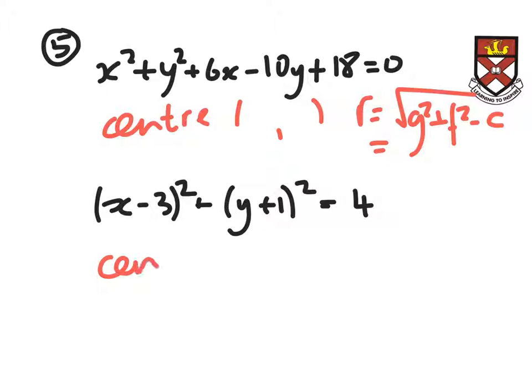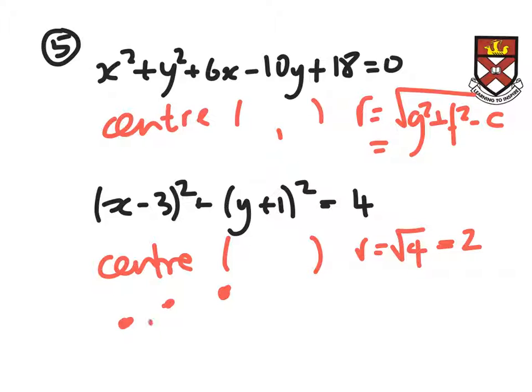Similarly with this question, work out the centre. Again, you should know how to deal with this number and this number to generate your centre. The radius in this one is really simple. In fact, it's that simple, I'll do it for you. Square root of 4 is 2. Now you now know what the 2 centres are. You know what the radiuses are.